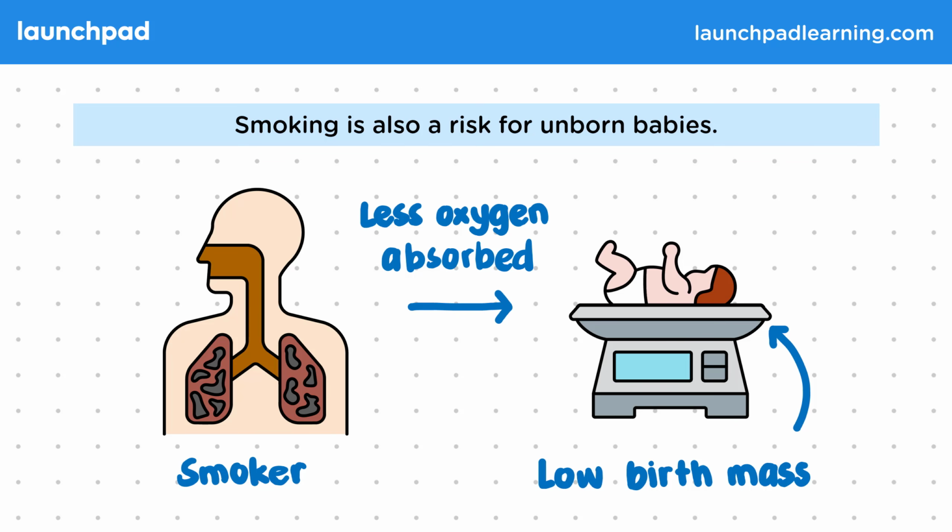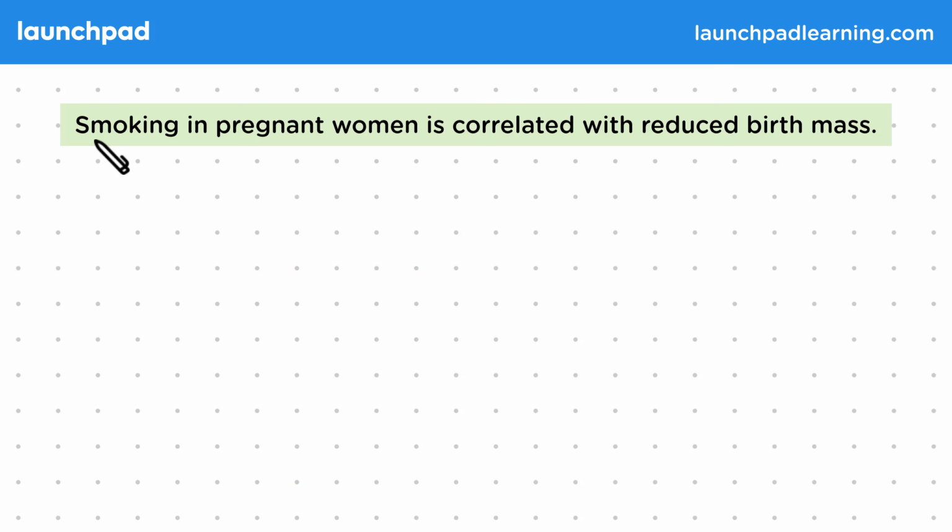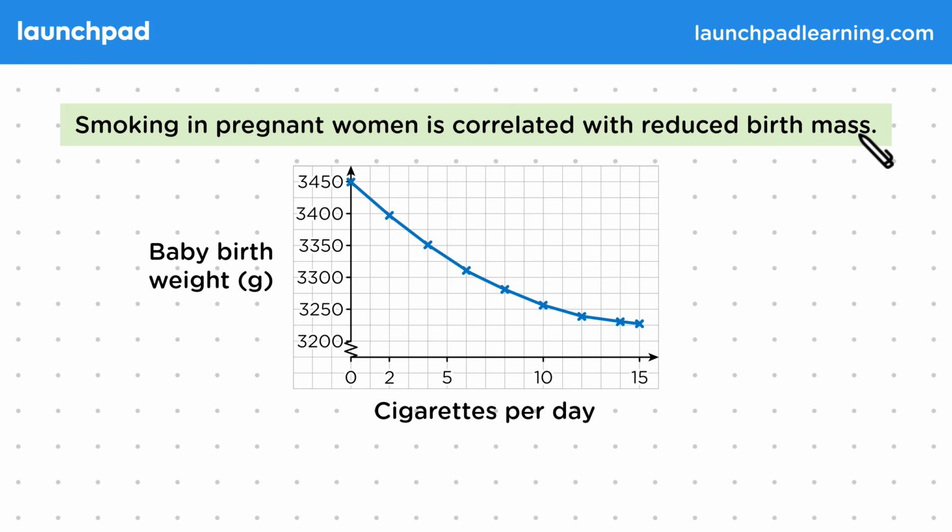So how do we know that smoking affects unborn babies? Smoking in pregnant women is correlated with reduced birth mass. On this graph, cigarettes per day is plotted on the x-axis and baby birth weight in grams is plotted on the y-axis. You can see that the relationship between these two variables shows that as the cigarettes per day increases, baby birth weight decreases.